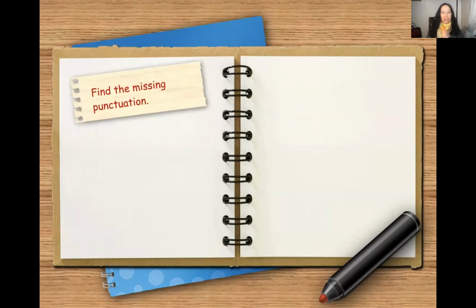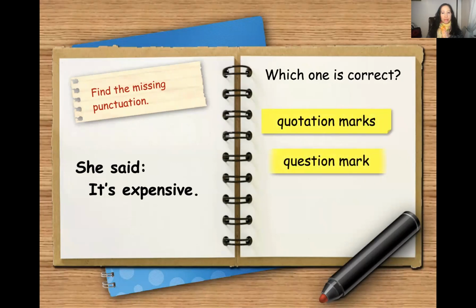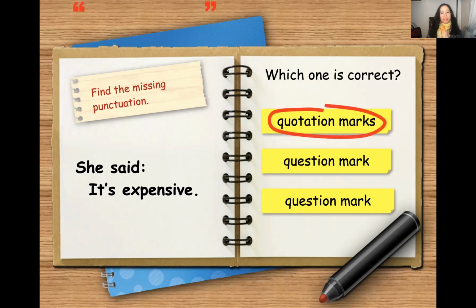Find the missing punctuation. She said, it's expensive. Which one is correct? Quotation marks, question mark, or question mark? Do we use two question marks here? I'm trying to trick you. Now remember, where do we put it and which one is correct? Quotation marks.